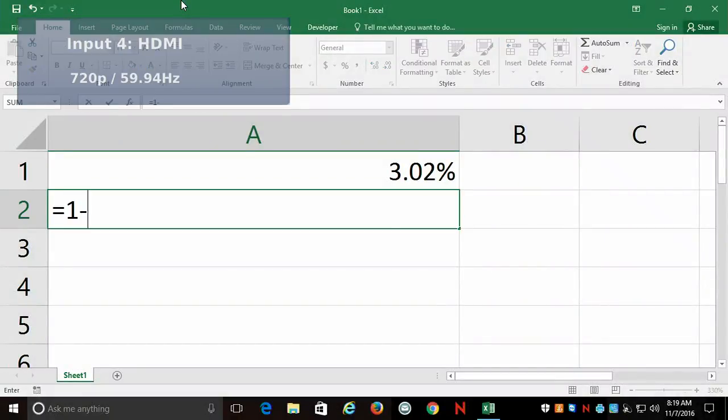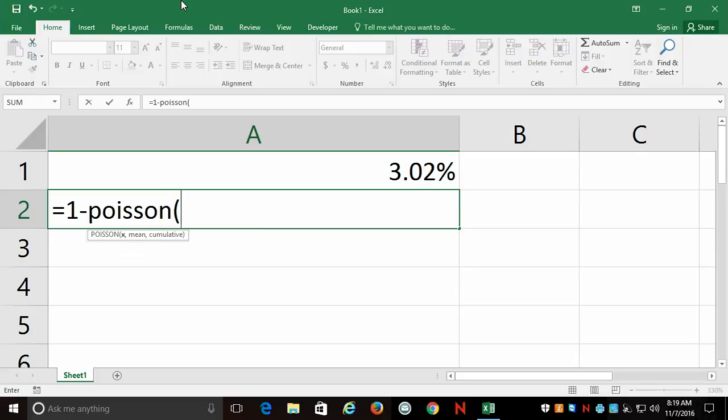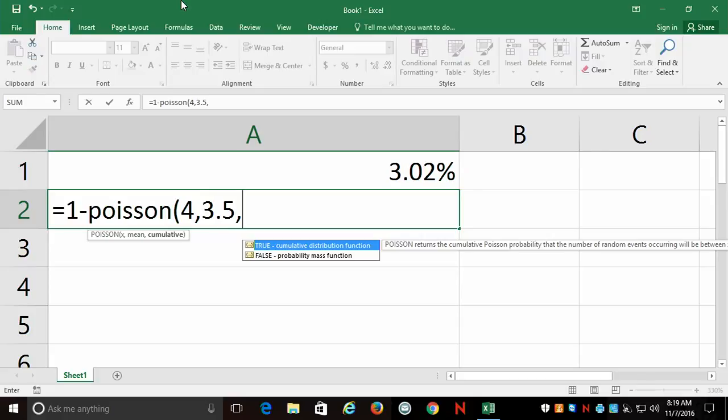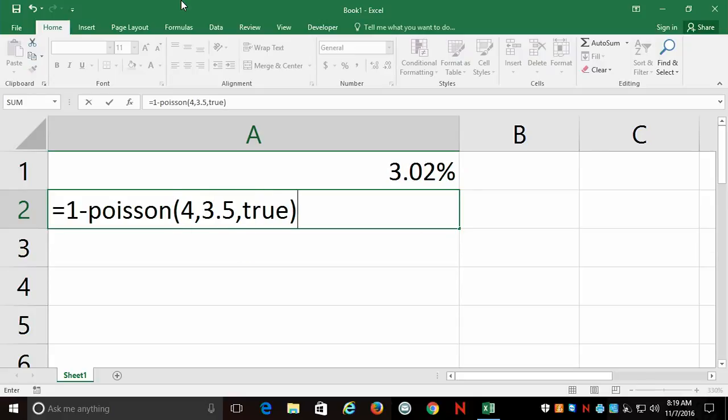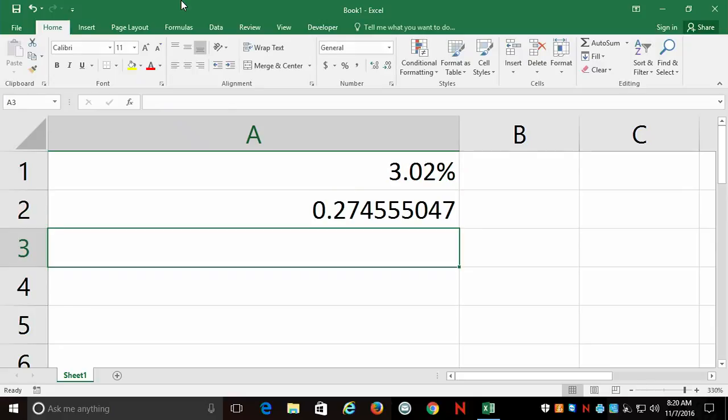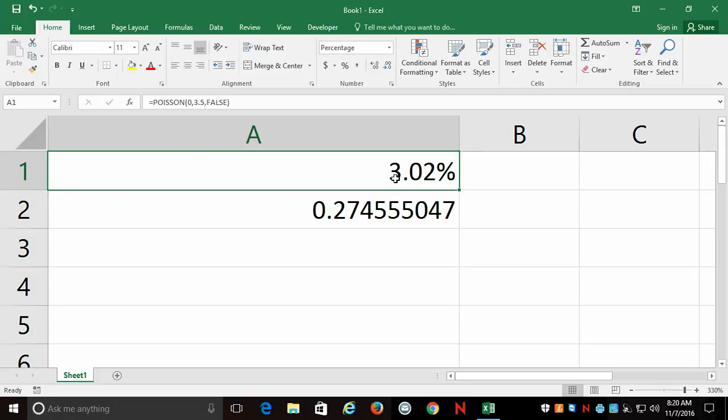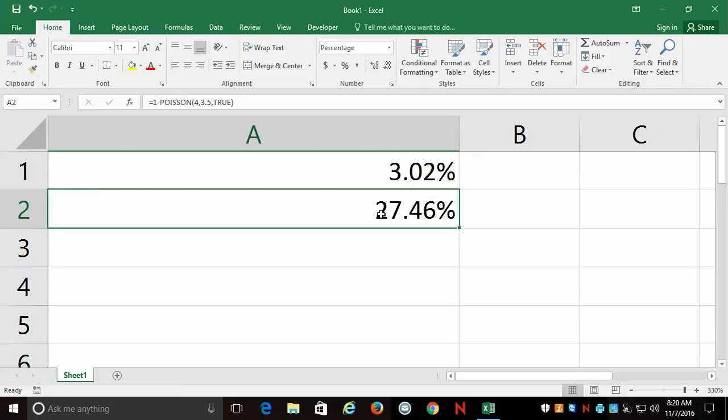Equal 1 minus Poisson. I'm going to subtract off 4 and down, so my x is going to be 4. My mean is still 3.5. And because it's 4 and down, that's cumulative, I'm going to use the flag true. And that tells me 27%. And I don't know if you ever use this, but I want to copy the format down. So there's a format painter. Click the button, and I get 27.46.